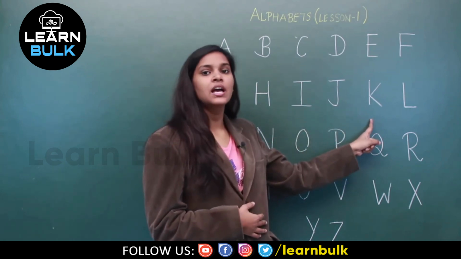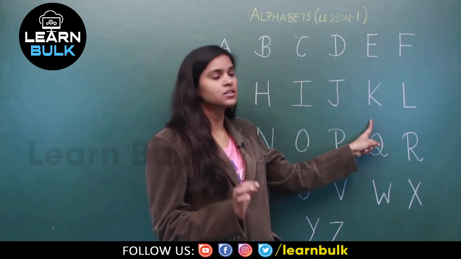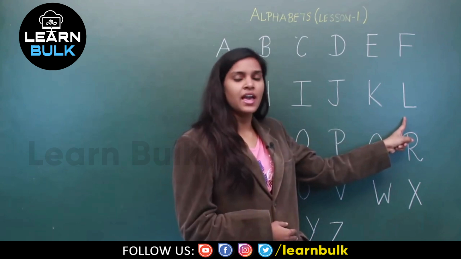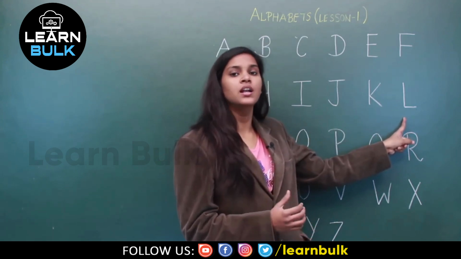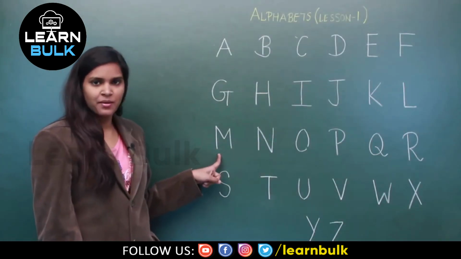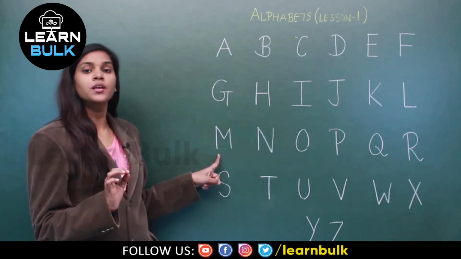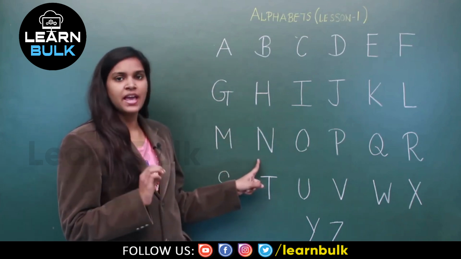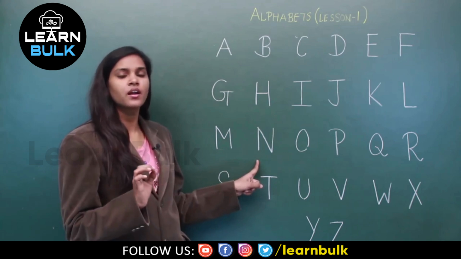Next alphabet is K and the sound that it makes is K. The next alphabet is L and the sound that it makes is L. The next alphabet is M and the sound that it makes is M. The next alphabet is N and the sound that it makes is N.